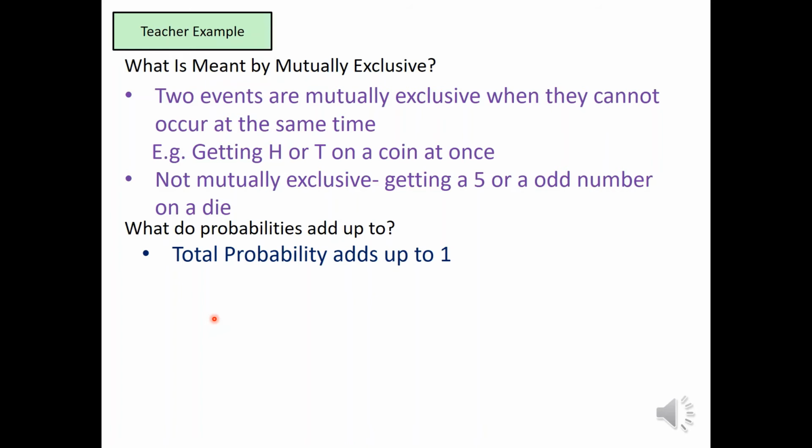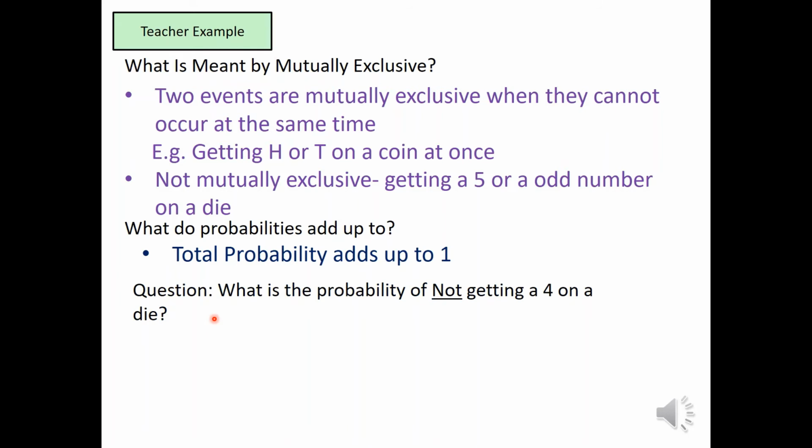So what do probabilities add up to? We know that total probability adds up to 1. If we recall our scale from the first or second slide, probability lies in the range between 0 and 1. But if we add up all the probabilities of events, they add up to 1. Now we're going to deal with a question: what is the probability of not getting a 4 on a die? We take the total probability, which is 1, and take away the probability of getting a 4. The probability of getting a 4 is 1 in 6.